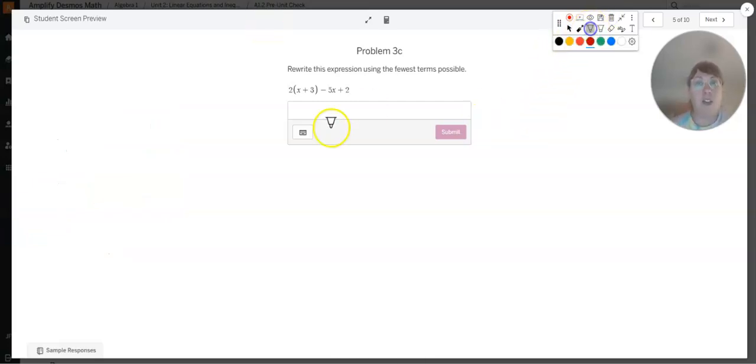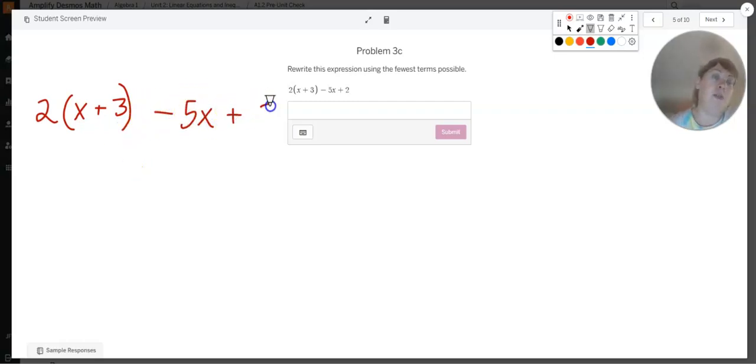Expression using the fewest terms possible. So we have 2 times the quantity x plus 3, minus 5x plus 2. The quickest way to go through this, we want to distribute. That 2 is outside, knocking on the parenthesis door. It needs to come in and be multiplied by the x to get us a 2x. And then 2 times 3 is 6, minus 5x plus 2.